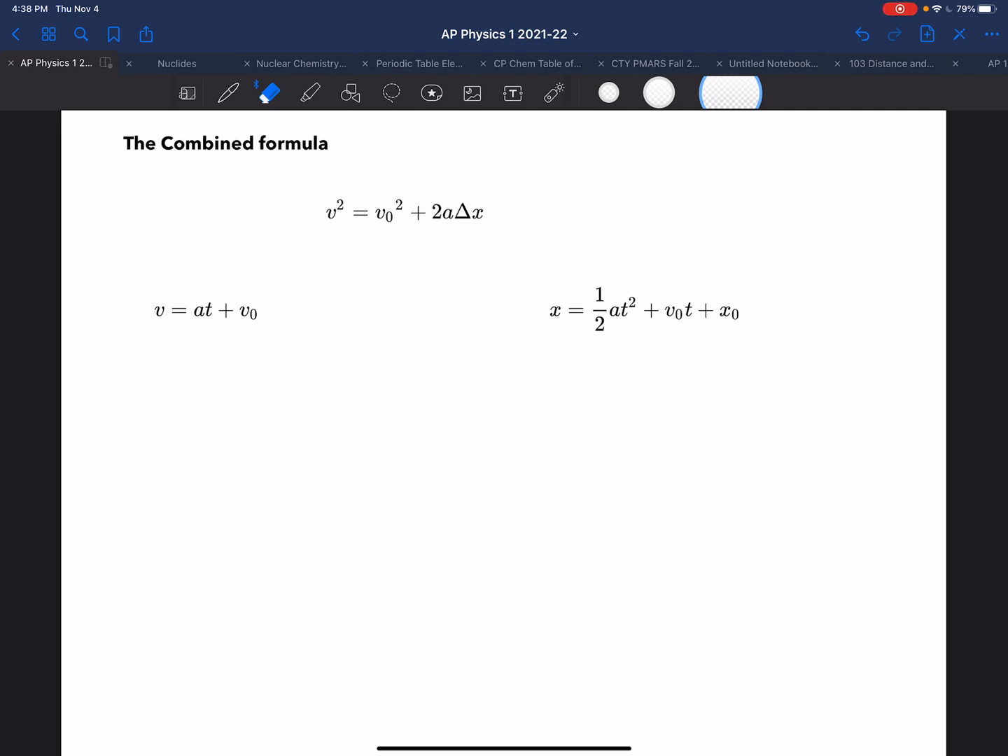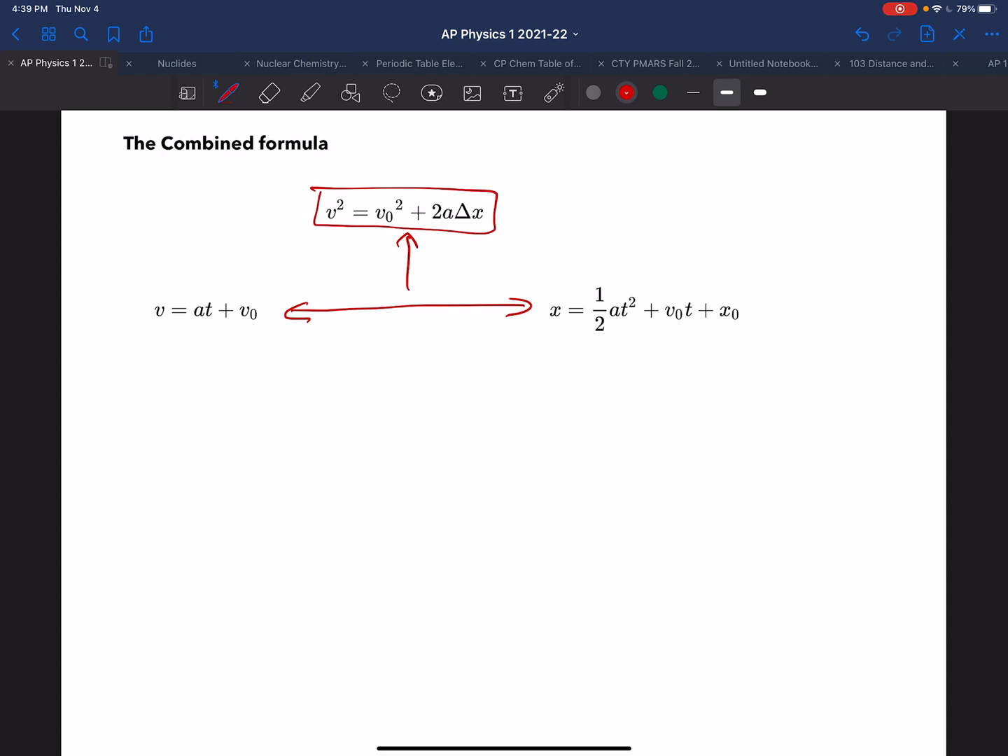In this installment, what I'm going to show you is that when you combine these two, you get this. That this formula is really just these other two combined. And so it doesn't really do anything unique for us. That's really all you need to know.